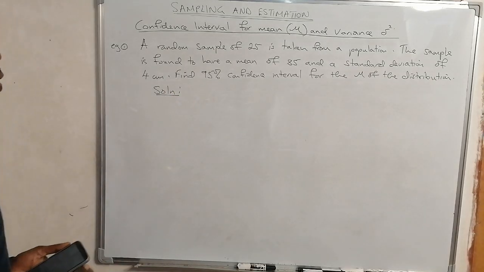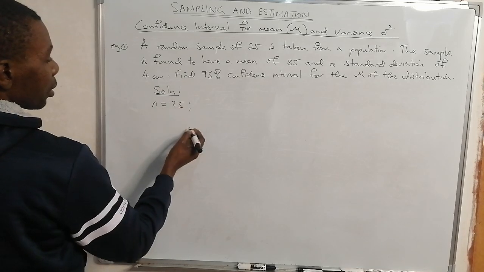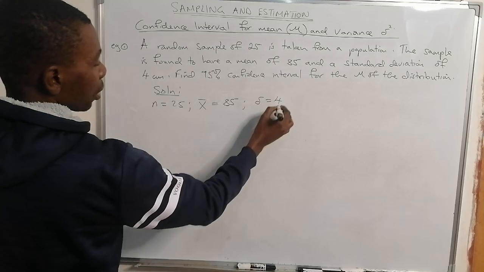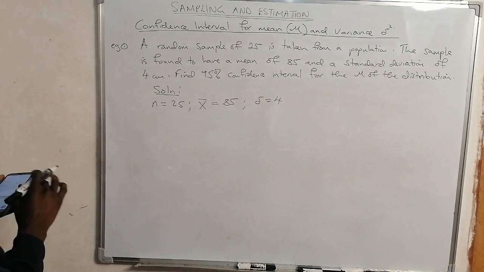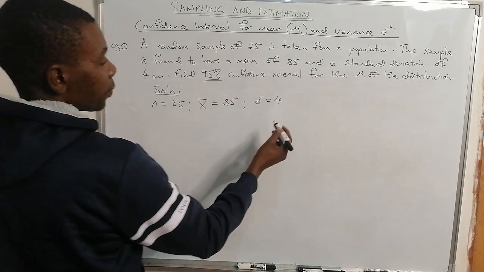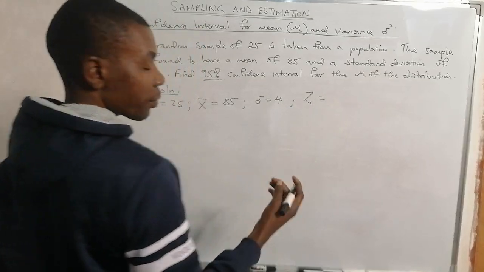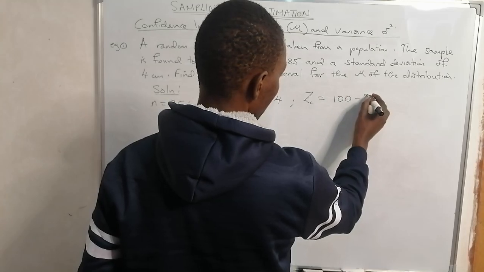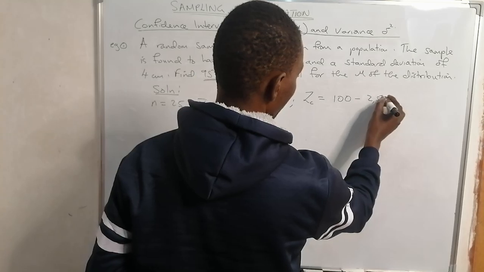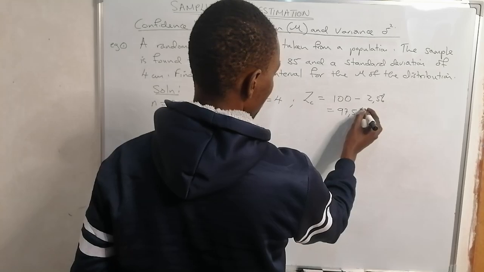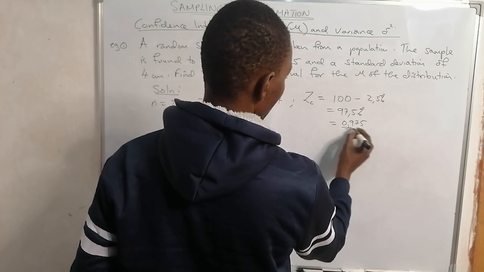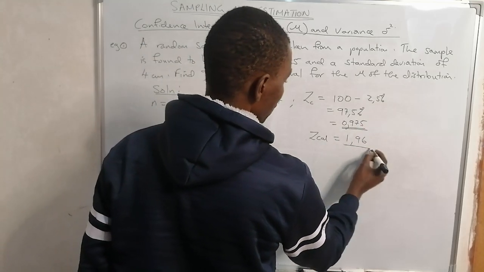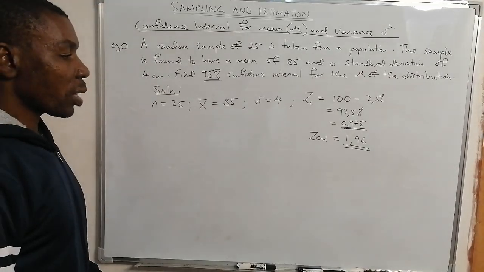So in this case, we are given a sample size n, which is 25. Then we are given our x bar, our mean, to be 85. Then we are also given our standard deviation to be 4. That's the information that we have. So at 95% confidence interval, remember we use 2.5%. So 100 minus 2.5% is 97.5%, so we are going to look at 0.975. Therefore, our z cal is 1.96 from our tables.